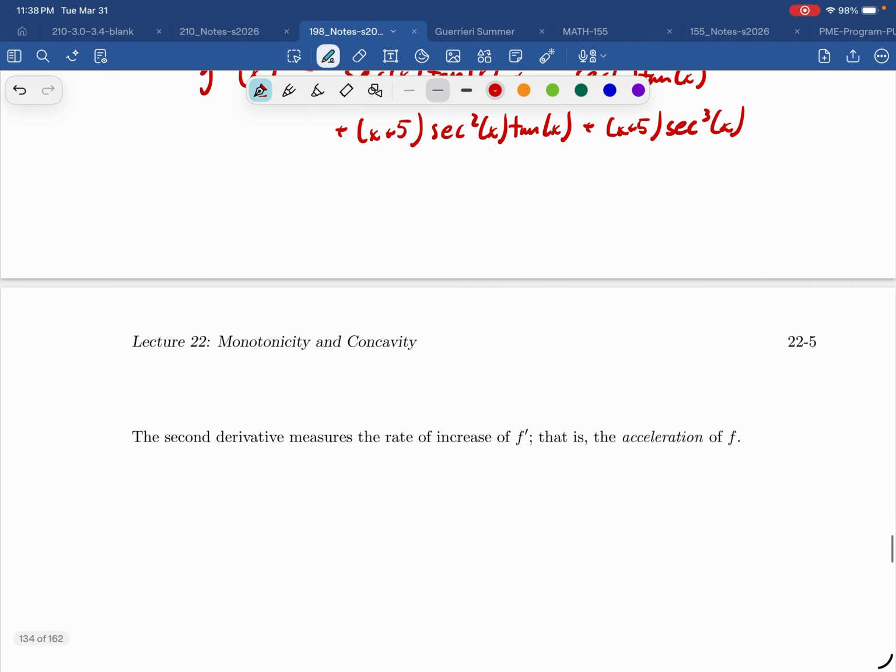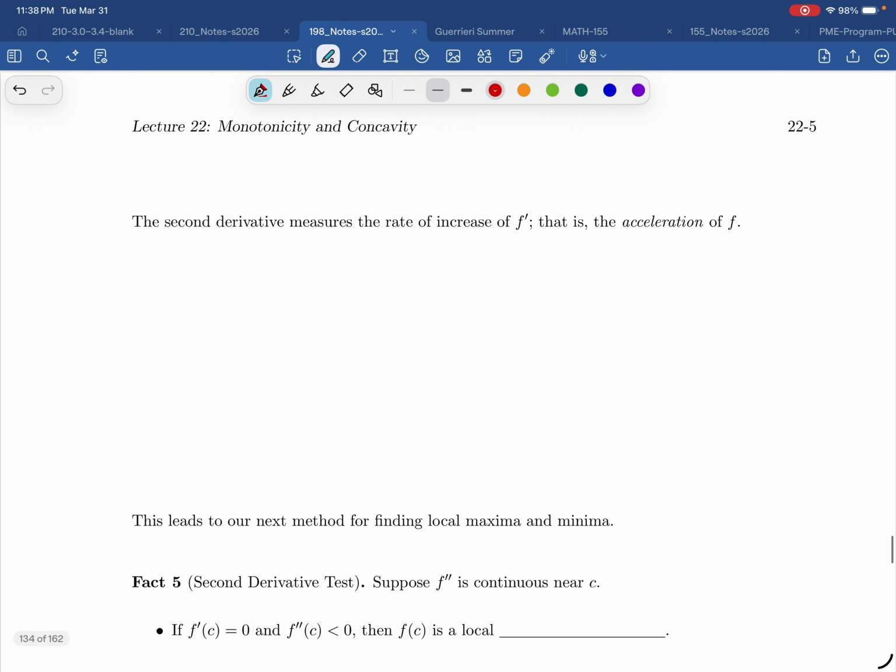Okay. Now this is very, very important. The second derivative measures the rate of increase of f prime. It measures the acceleration of f. If you think about it, the acceleration of a function is the rate of change of the rate of change. Now there are four situations that we want to consider. Let's go here and here.